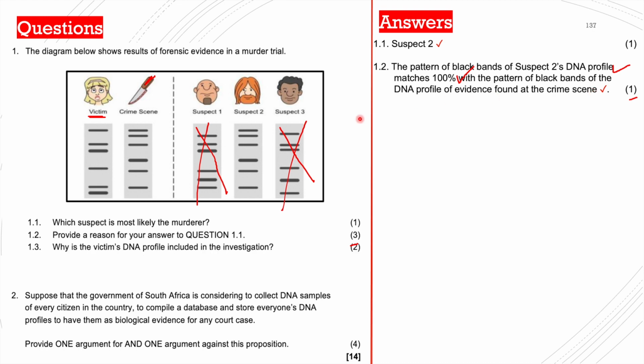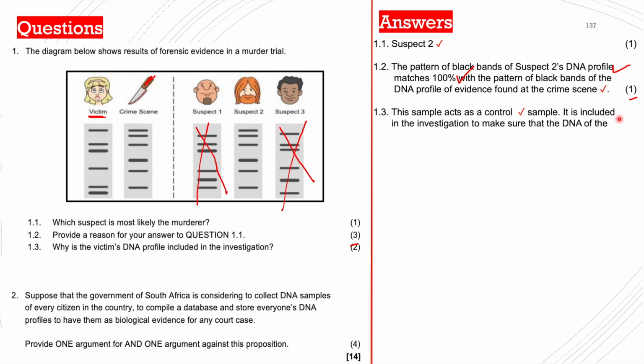The following question: why is the victim's DNA profile included in the investigation? Remember, we are determining who is most likely the murderer. So it makes sense that suspect 1, 2, 3's DNA profiles are included and the DNA profile of evidence found at the crime scene. However, why is the victim's DNA profile included? The answer is this sample acts as a control sample.